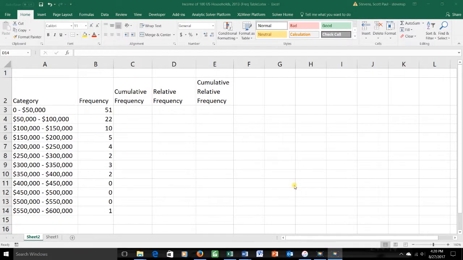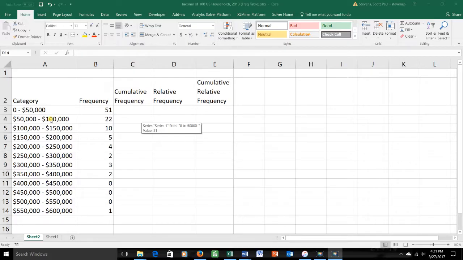So, here we are in Excel, and I've loaded up a frequency distribution that we came up with in the video that we did on histograms. Basically, I went out and looked at 100 U.S. households and found out how much money each of those households makes over the course of a year. Those 100 values were then sorted into categories, each $50,000 wide, and the table that you see here is the result. For example, there were 51 families out of the 100 that made between $0 and $50,000, and 22 families that made between $50,000 and $100,000 over the course of the year.